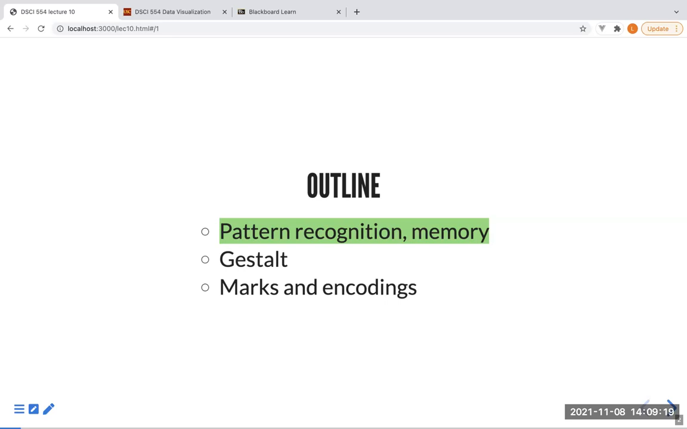The second part is the Gestalt. This is a theory that was put forward by a school of psychologists in Germany in the last century.